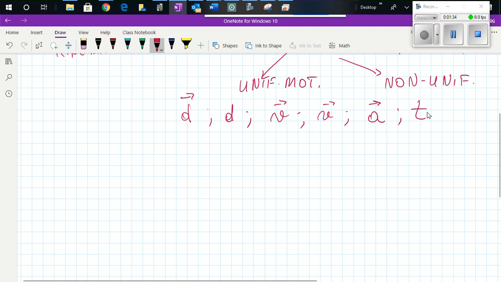But in dynamics, we are asking why is the object moving in a uniform motion? What is making this particular object move in a non-uniform motion? What is the mass of the object? So this is the big question in the unit.